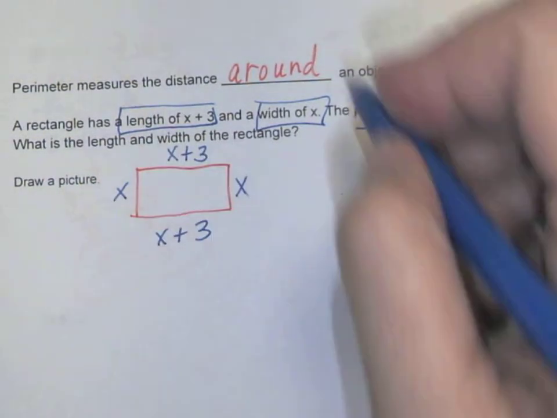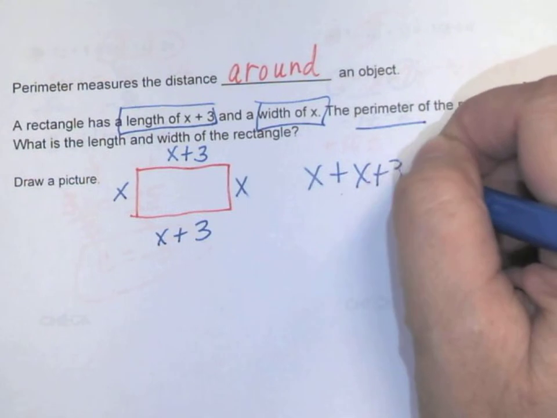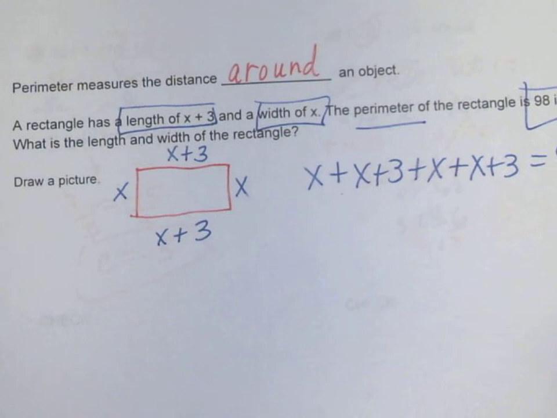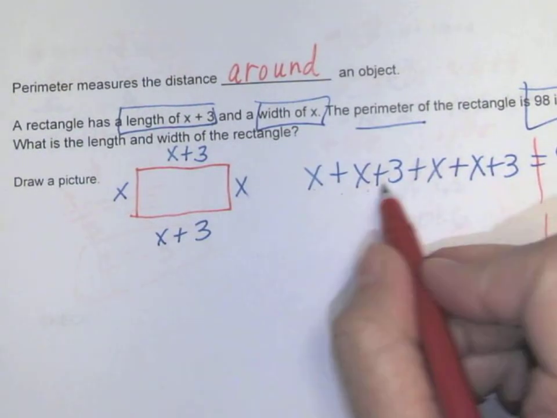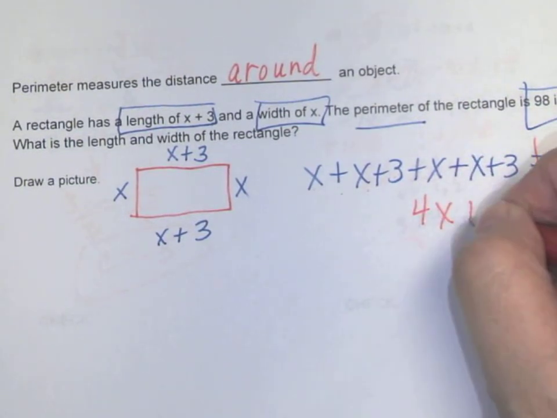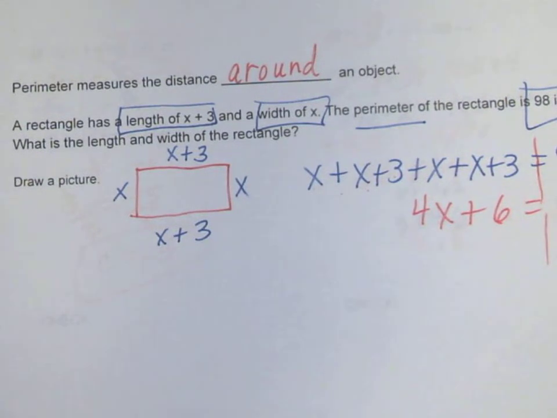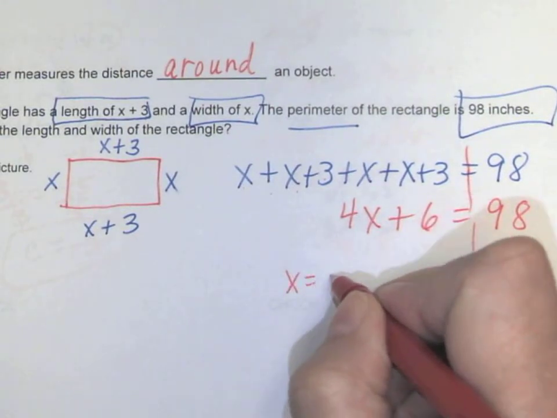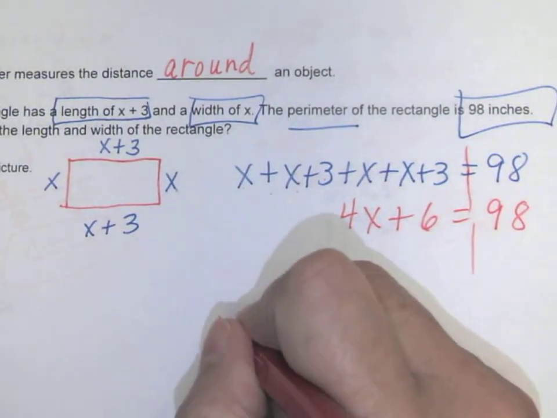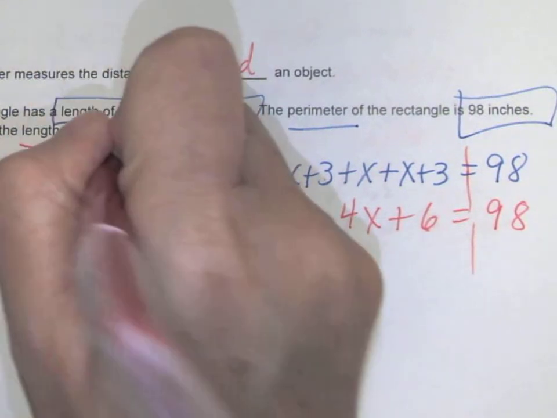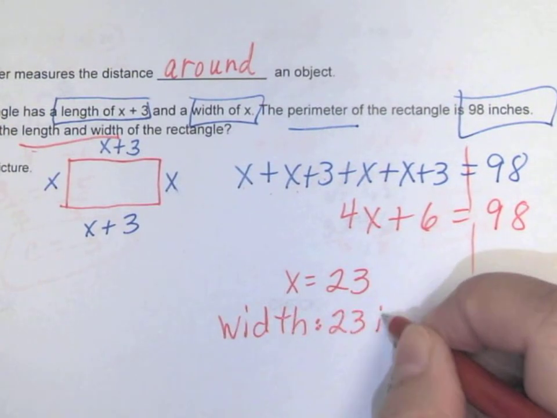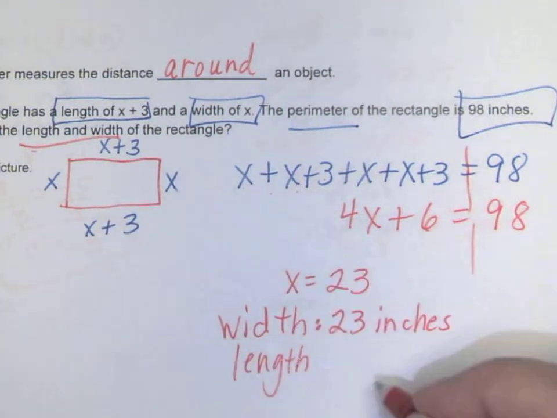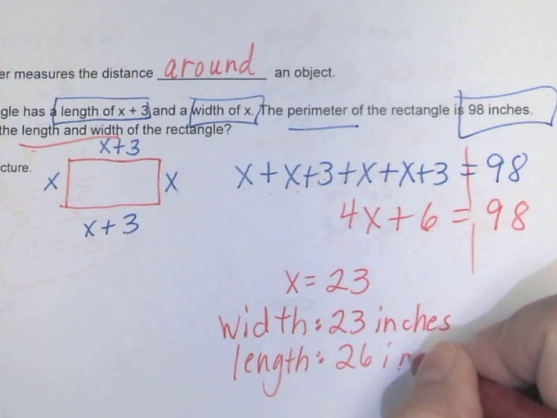How do I get the perimeter? I add all the sides. X plus 3 plus x plus x plus 3. And we know that's going to be 98. Combine your like terms. How many x's are there? 1, 2, 3, 4. 4 x's. 3 plus 3 is 6. Now I have a simple 2-step problem. If you solve that, you're going to get that x is 23. Well, isn't x our width? And didn't the problem ask me to find the length and the width? The width is 23 inches. The length is x plus 3. So whatever x is, add 3 and get 26 inches.